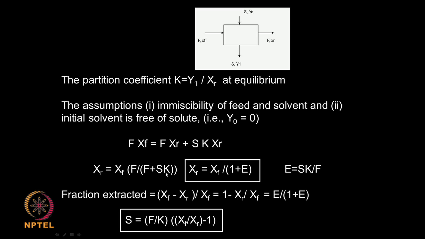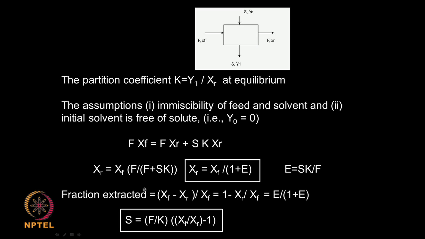So, if I divide throughout by F, we will have XR is equal to XF divided by 1 plus E. E is something like an efficiency factor where E is equal to S into K by F. S is the flow rate of the solvent, F is the flow rate of your feed or the broth, K is your partition coefficient. And E has to be greater than 1. So, XR is equal to XF by 1 plus E. So, obviously XR will be less than XF, that is what you expect, right. XR has to be less than XF because the solvent has picked up some of your solute.